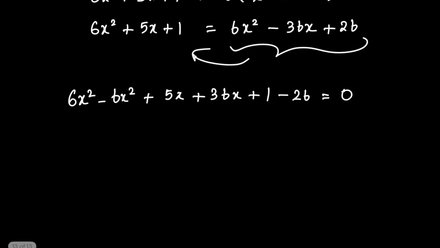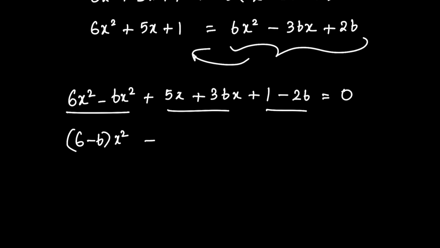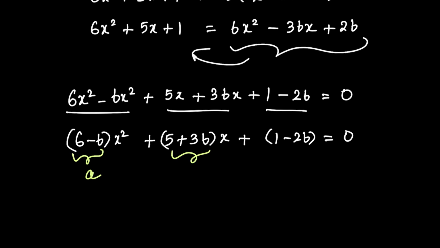All right, so if I take this, (6 minus b) x square is the common term, then we take x as the common term, (5 plus 3b), and this will be (1 minus 2b) equal to 0. See, this is a, this is b, and this is c. All right, so it is of the form ax square plus bx plus c equal to 0. So this is a quadratic equation.